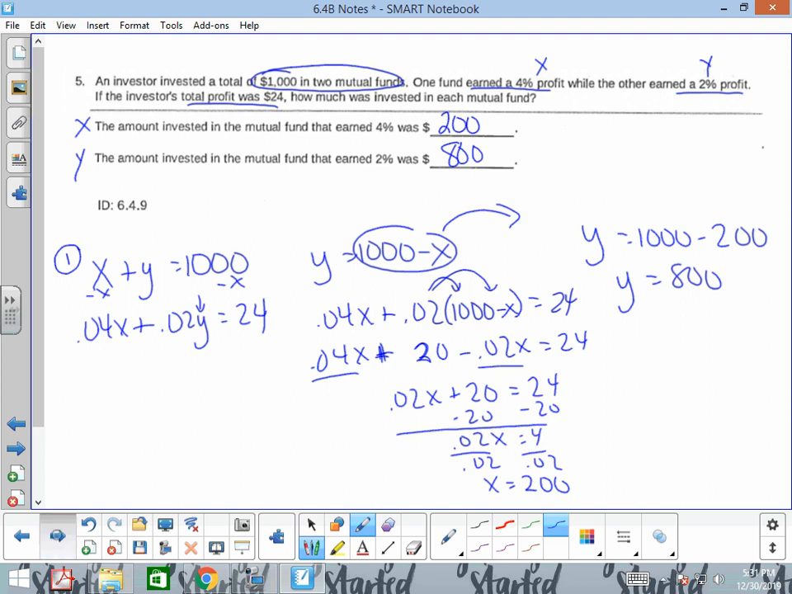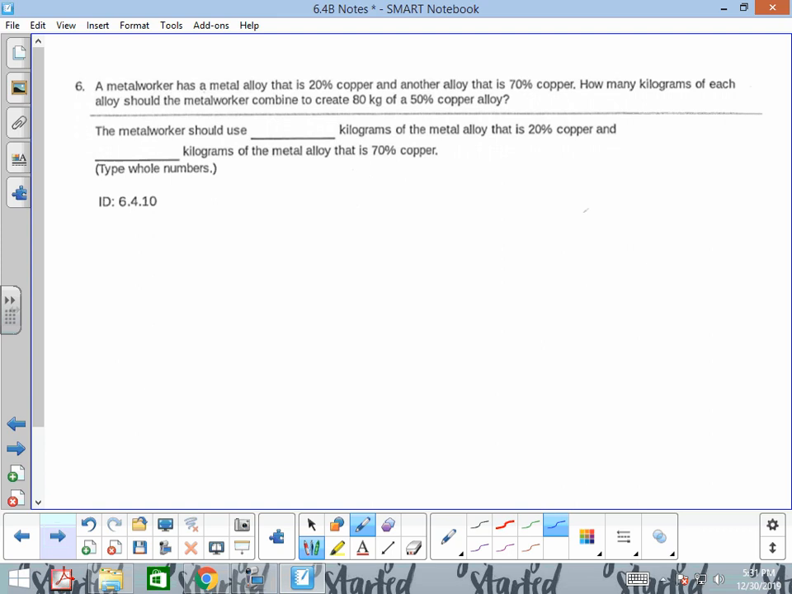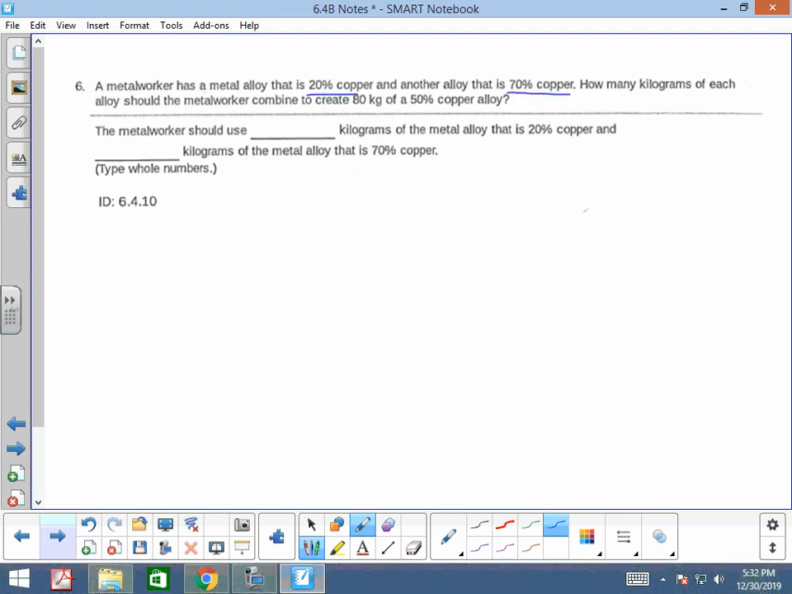All right. Number 6. A metal worker has a metal alloy that is 20% copper and another alloy that is 70% copper. So we have two different types of copper. We're going to say x is the 20% copper and y is the 70% copper. How many kilograms of each alloy should the metal worker combine to create 80 kilograms of 50% copper alloy? Okay, so first let's do the total equation. So x plus y equals the total kilograms of 80.